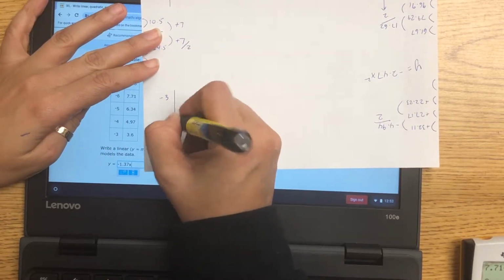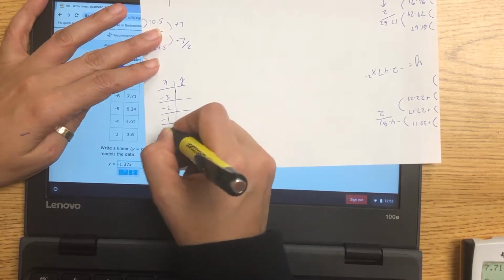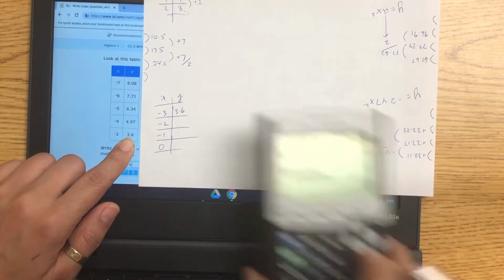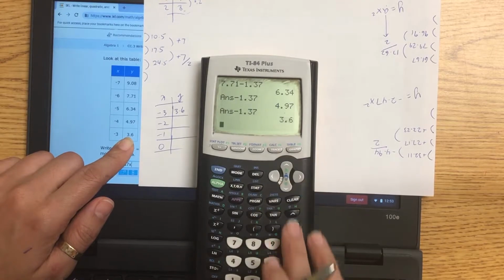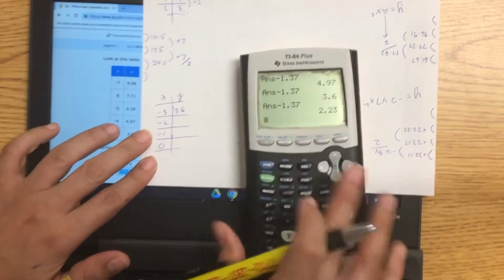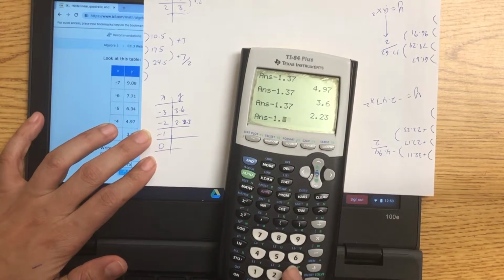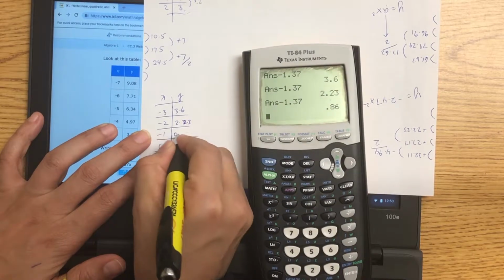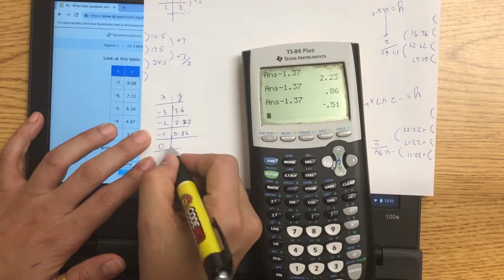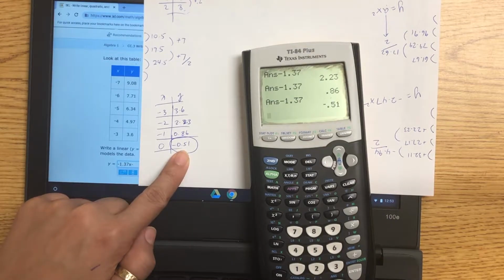So it starts off negative 3, negative 2, negative 1, and then 0. Okay, so negative 3 is 3.6. Then what was I doing every time? Subtracting 1.37. So subtract 1.37. That's going to give me 2.23. Subtract 1.37, 0.86. Subtract 1.37, negative 0.51. So that's my b.